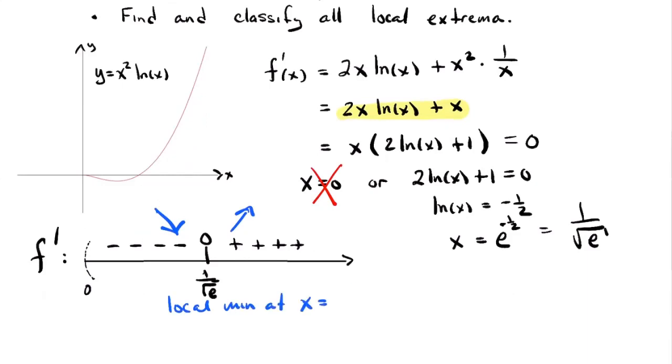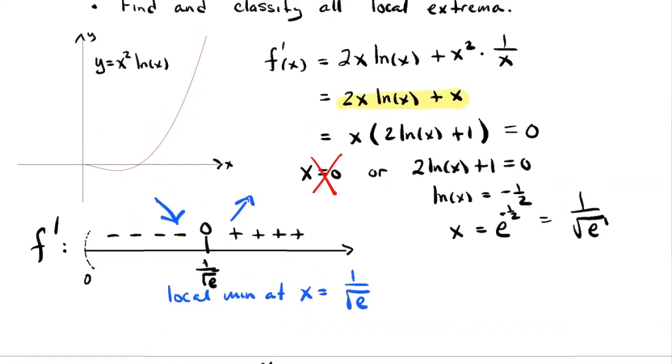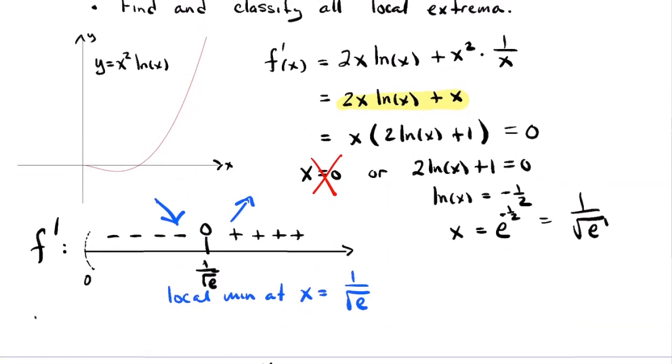There's a local minimum at 1 over the square root of e. In this case, that local minimum is the only extremum, so it actually has to be a global minimum as well, but that's a separate question. And then let's write down our interval as our increase, decrease answers. From this sign chart, we don't have a lot of room to do it, so we better squeeze it in.